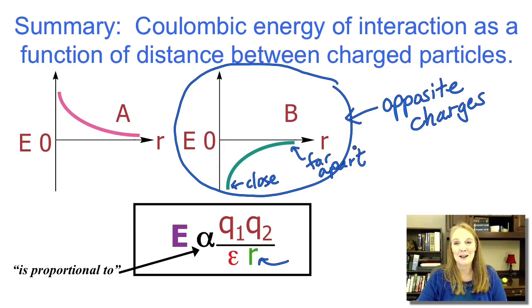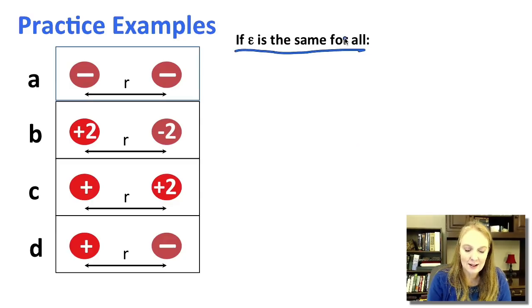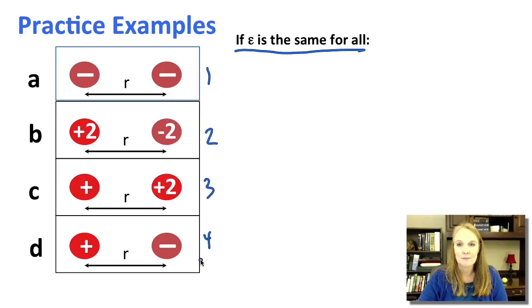Are you ready to do some more practice examples? Let's look at some of those. Okay, so this is sort of a multiple choice question. In this case, I'm assuming that the dielectric constant is the same for all of these systems. And I have 4 different systems here, right? A, B, C, and D. So 4 different systems. Let's ask some questions about these systems.